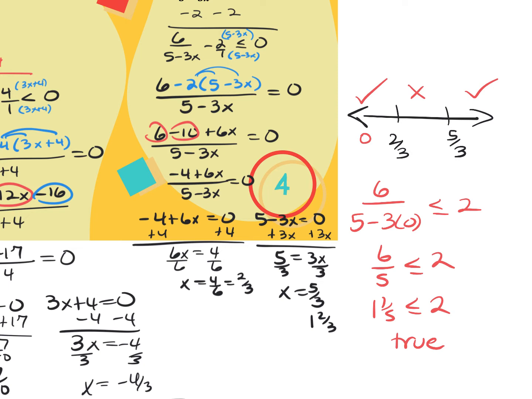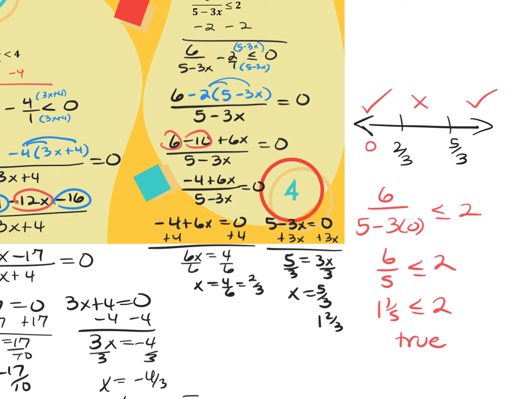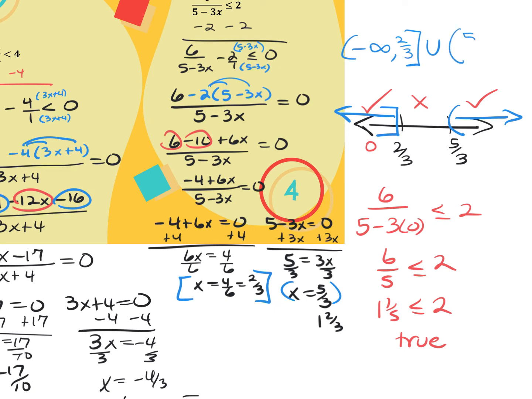So again, the graph, it had a less than or equal to. So remember, the only thing that's going to get a bracket is the solution from the numerator. So this one right here is the only one that's going to get the bracket, the 2/3. The 5/3 is going to get a parenthesis. So when I go to do this, this will be a bracket pointing to the left, parenthesis pointing to the right. So negative infinity, comma, 2/3 with a bracket, union with a parenthesis, 5/3 to positive infinity.